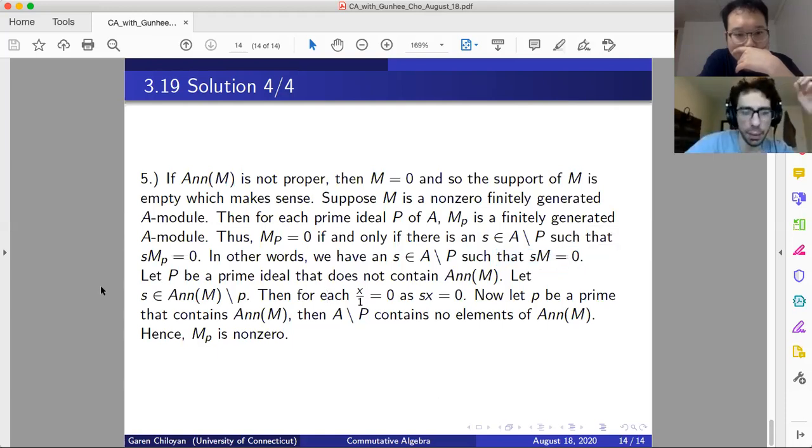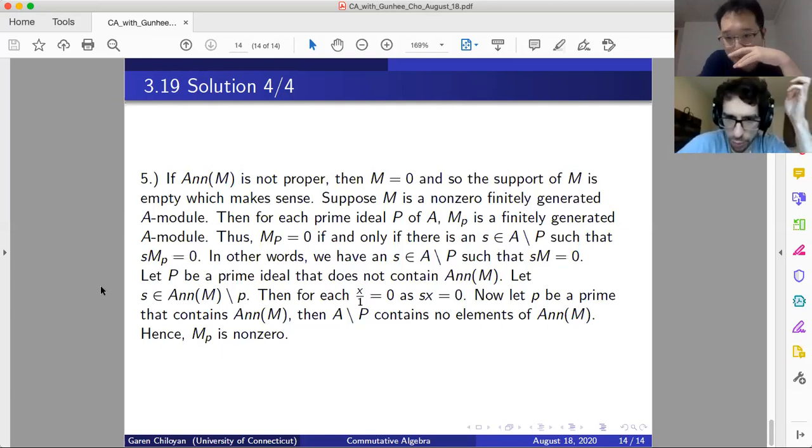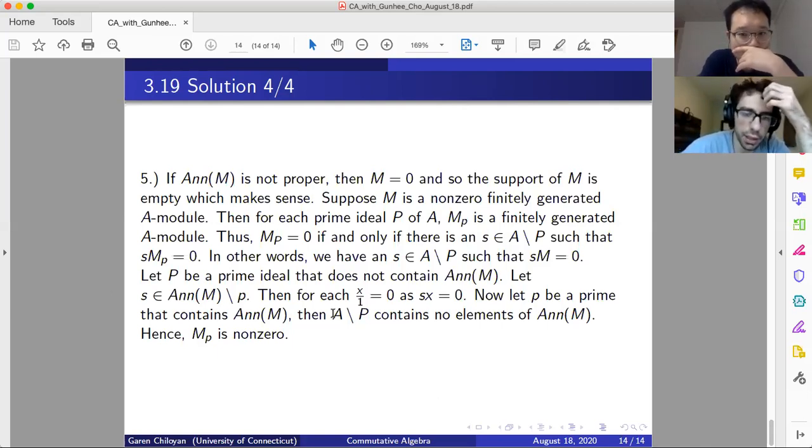So if P is a prime ideal that does not contain the annihilator, then let S be any element of the annihilator not in P. Then for each x over 1, S times x is 0 because it's in the annihilator of M. Now we go back to saying, let P be a prime that does contain the annihilator. Then there are no elements of the annihilator in A outside P because the annihilator is contained in the prime ideal P. Then that means M sub P is non-zero.